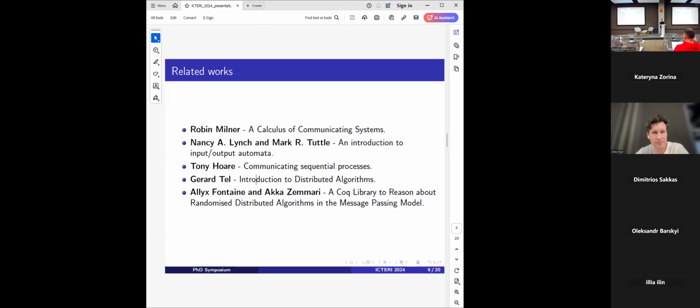On this slide, you can see some works on the topic of distributed computations. We will just point out that later we will mostly operate labeled transition systems, which were also used by Robin Milner in the calculus of communicating systems.